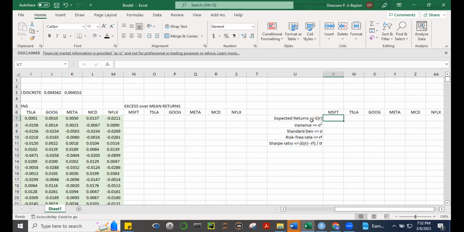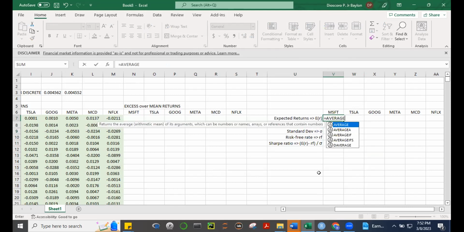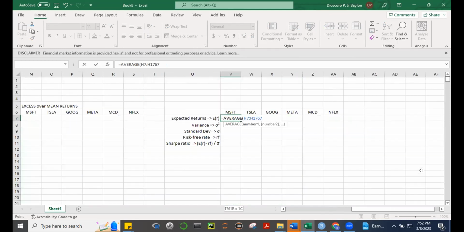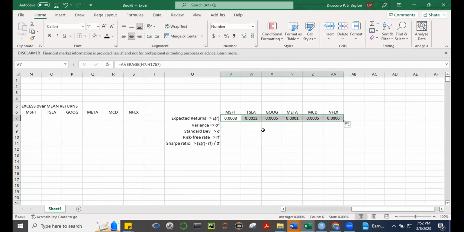Okay, so for Microsoft, the expected returns will simply be the average. It's just the average of your returns. So shift down arrow, control backspace, okay. There. So that's the average returns for our 6 stocks. Gawin natin percent para mas kita natin yung figures. Yan. 0.0838. Okay.